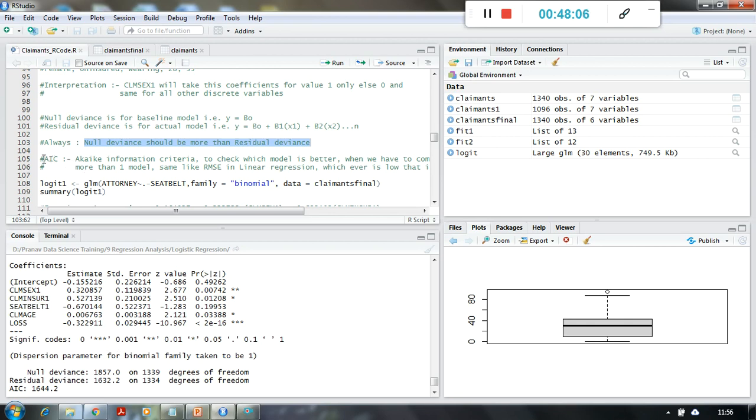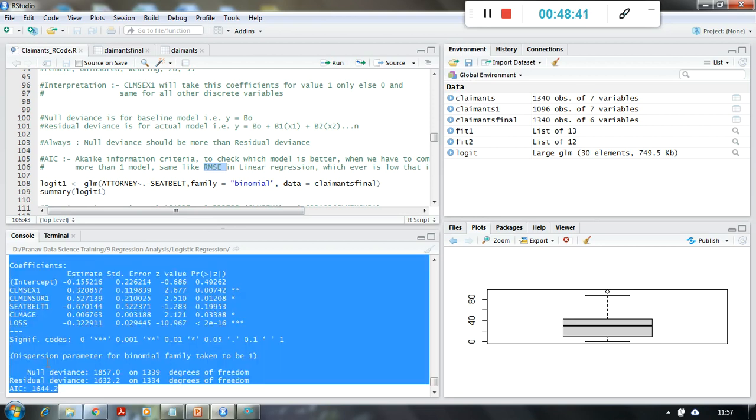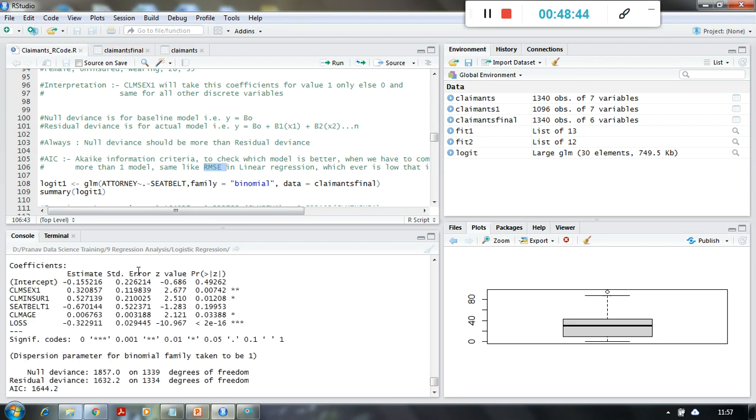Now there is one more thing to learn, something called the AIC value, which is Akaike information criteria, and this is over here. It is to check which model is better. This value has significance only when we compare two different models, something like RMSE in a linear regression model. If I want to say that this model is better than that one, I will say the one with the lesser RMSE, and similarly the one with the lesser AIC is my good model. So while comparing two different models, I will use AIC.